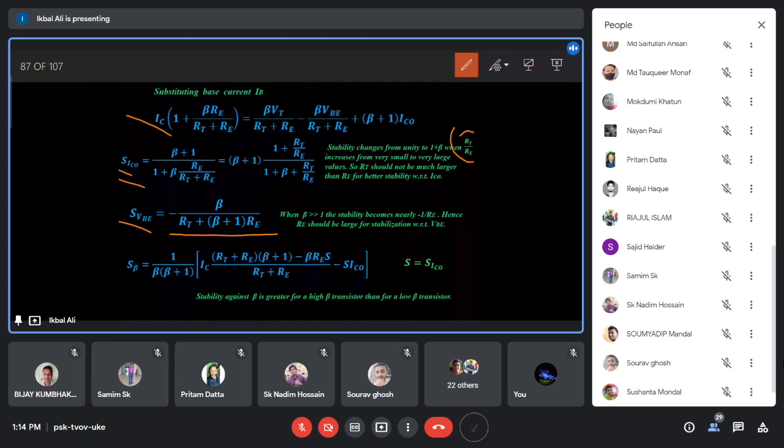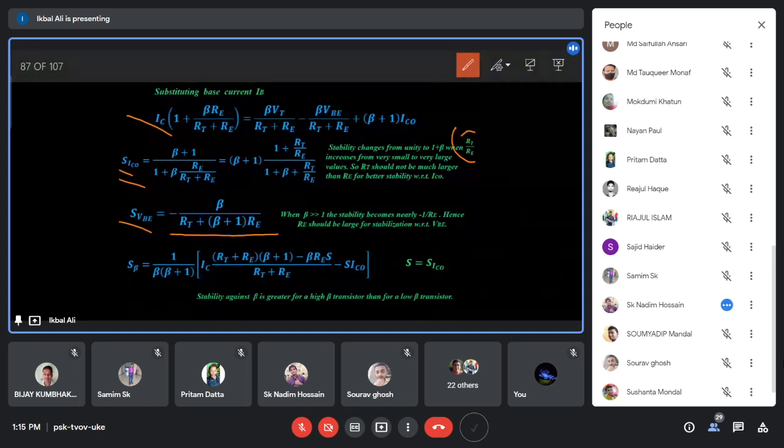Remember the fixed bias circuit, this SVB, where you have got minus beta by RB, the base resistance, but it is now minus beta by RT plus beta plus 1 into RE. So the denominator is large, so stability is good compared to the fixed.